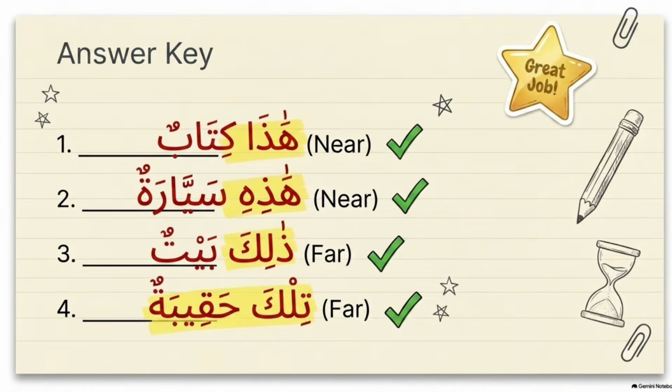All right, let's check how you did. Here is the answer key. For number 1, kitab is masculine and near, so we use hada kitab. For number 2, sayyara has our magic tam marbuta, making it feminine and near, so hadihi sayyara. For number 3, bait is masculine and far away, so that becomes dhalika bait. And for number 4, hakiba is feminine and far, giving us tilka hakiba. If you got those right, give yourself a massive pat on the back. You are literally building grammatically correct Arabic phrases all on your own.